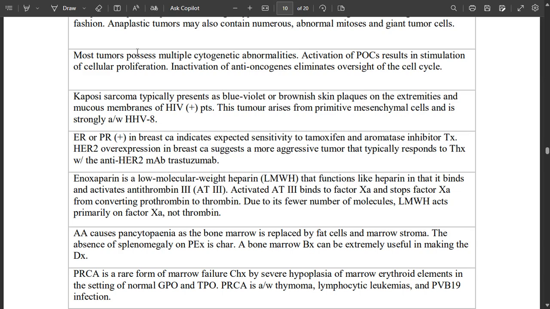Proliferation on products of conception. I don't think it is a product of conception. To cell cycle. What's POC? It is product of conception. That's very difficult. So most people: activation of POCs, product of conception, resulting in stimulation of cellular proliferation, inactivation of anti-oncogenes, eliminates oversight of the cell cycle.